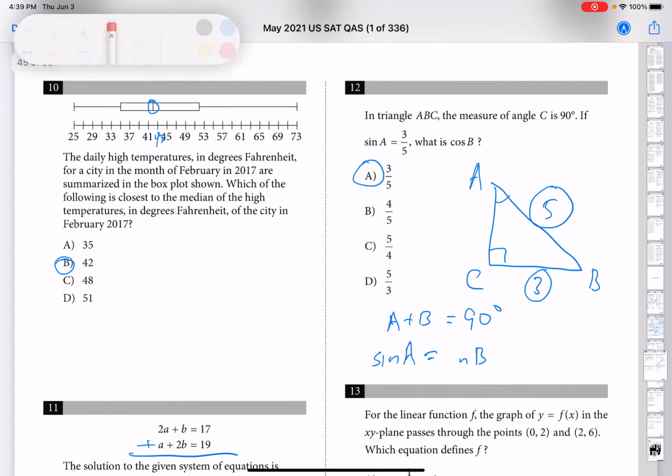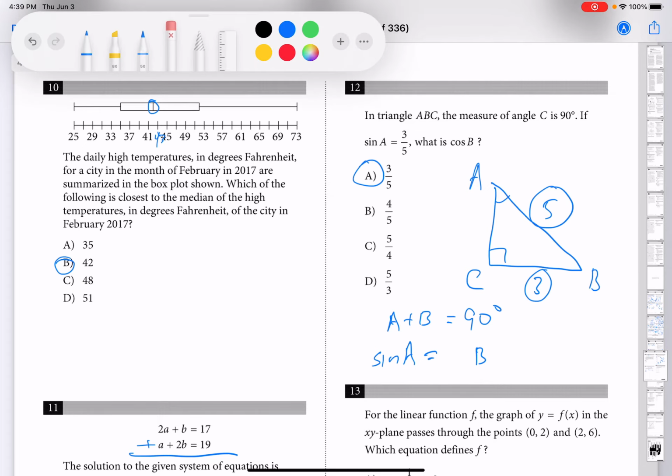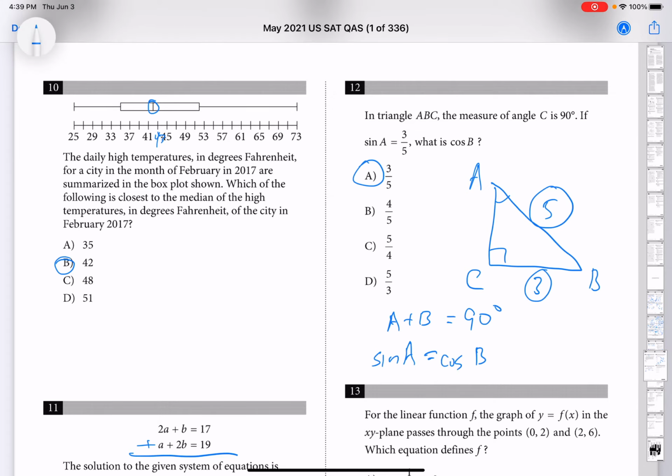Excuse me for my mistake there. It'll be equal to the cosine of B. And vice versa, you can also take the cosine of A, and that would equal the sine of B. And again, this is only going to be true if A plus B is equal to 90 degrees and you have a right triangle.